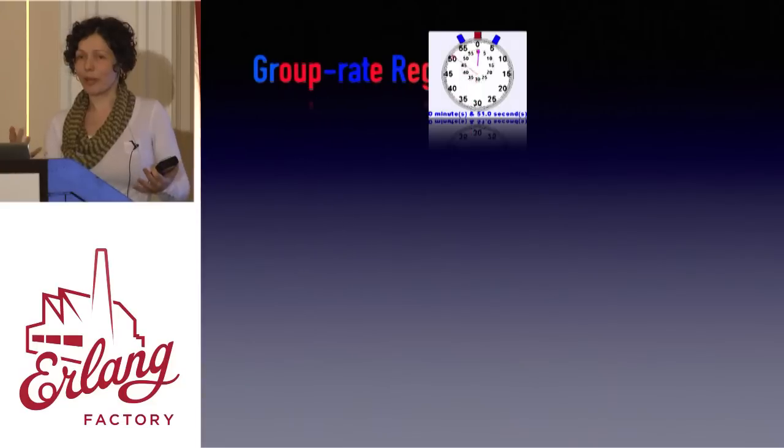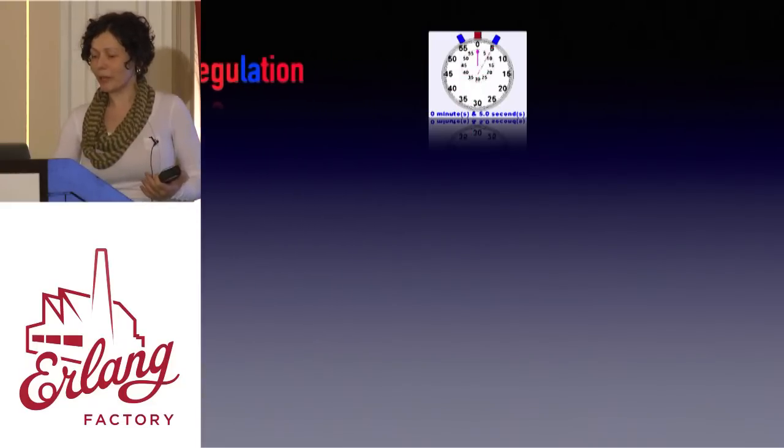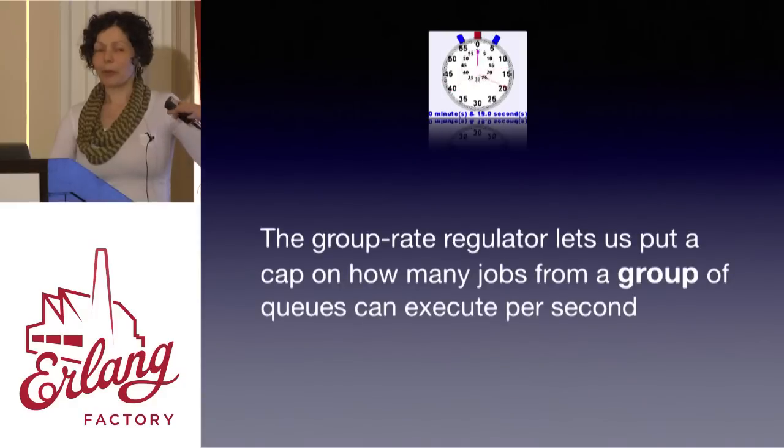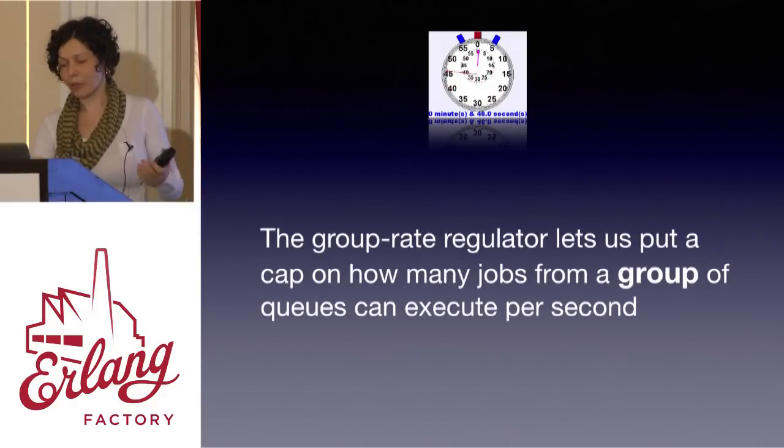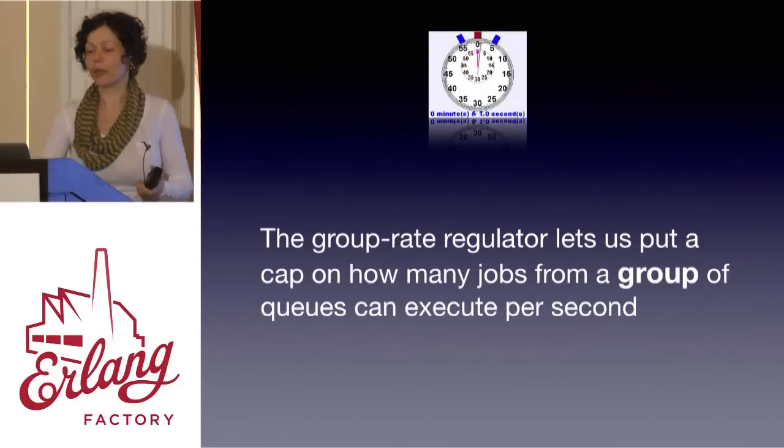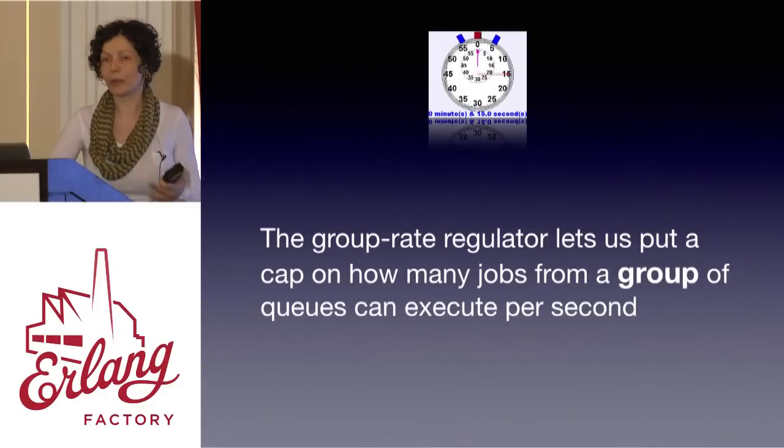It's similar to rate regulation, but now we're going to be applying it to a group of different queues. The group rate regulator lets us put a cap on how many jobs from a group of queues can execute per second.